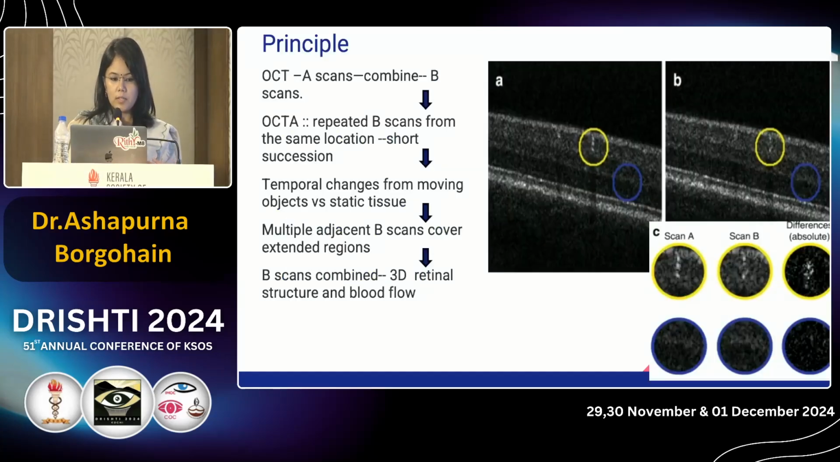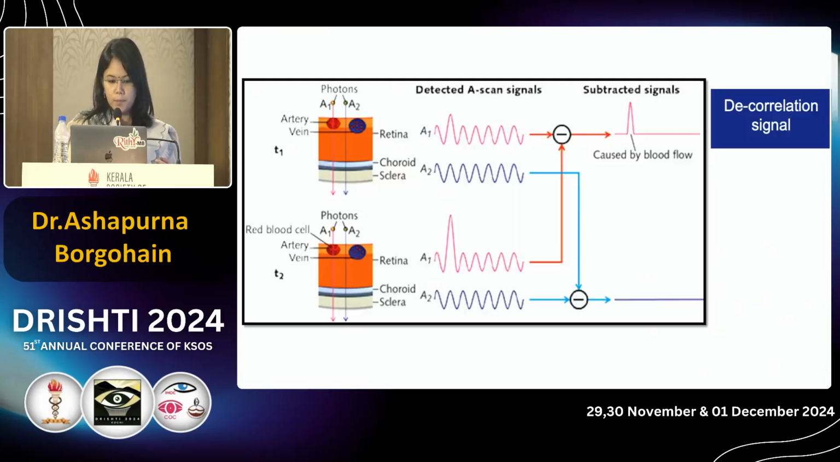So coming to the principle, like OCT, it acquires multiple A scans which combine to form B scans. And when these B scans are repeated at the same location in short succession, temporal changes from moving objects can be picked up. And these multiple adjacent B scans over extended regions can be used to form a 3D retinal structure, and we can visualize blood flow.